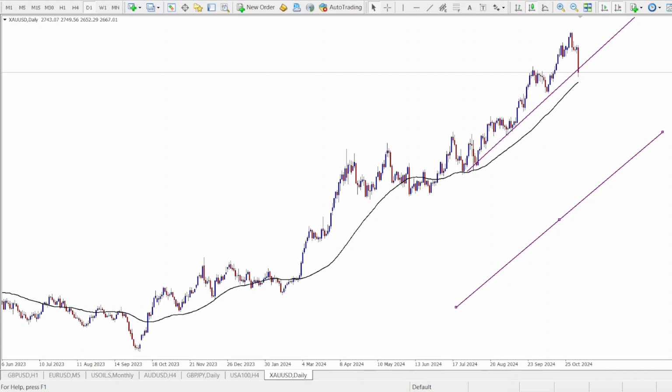Now, the SMA also works well for longer term trends. If you are not looking to make quick short-term trades and are instead looking for a clearer, more stable trend over a longer period, SMA is an excellent choice.